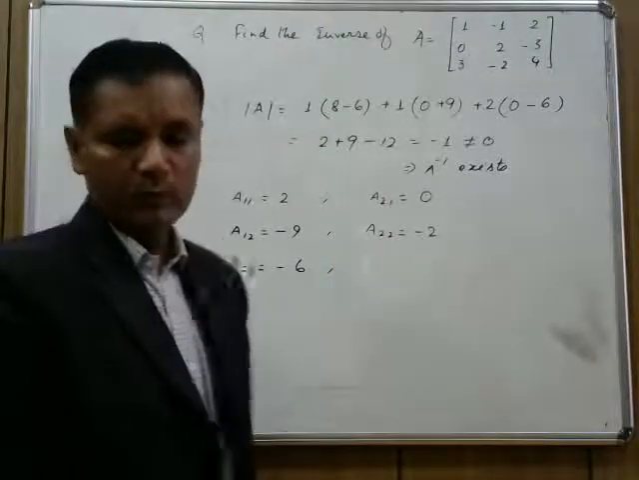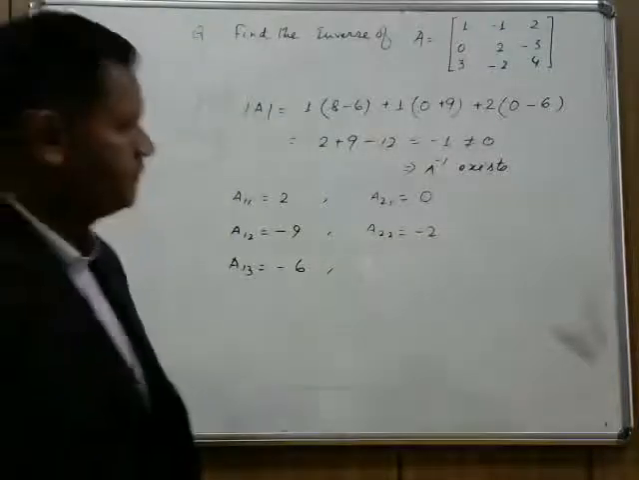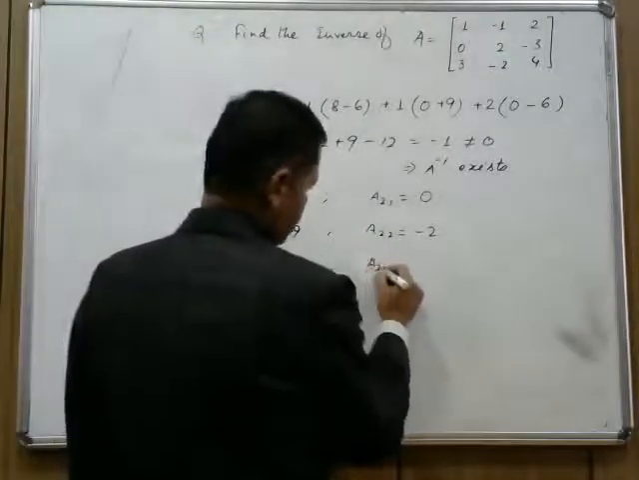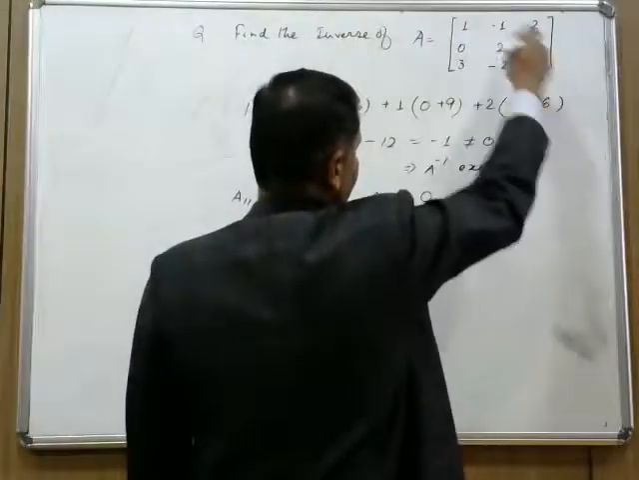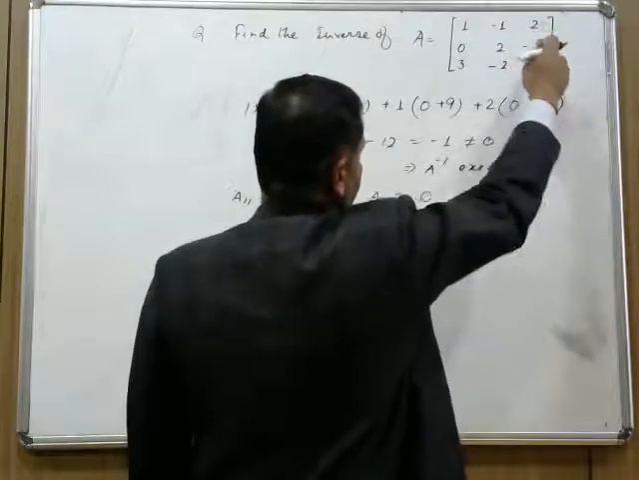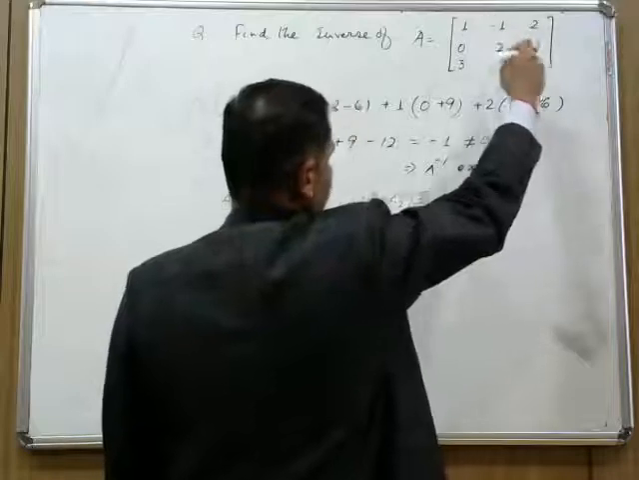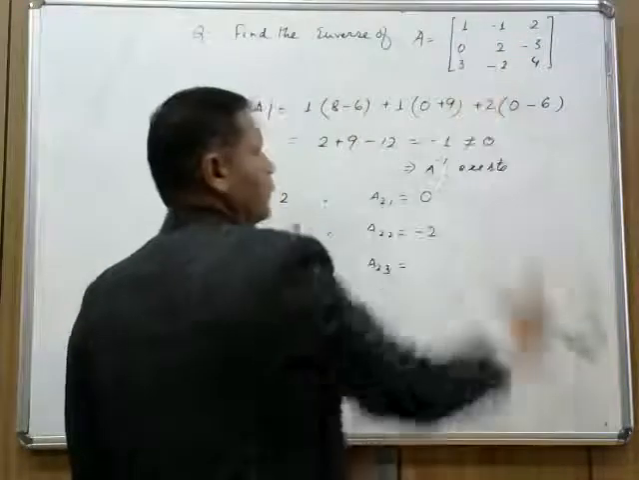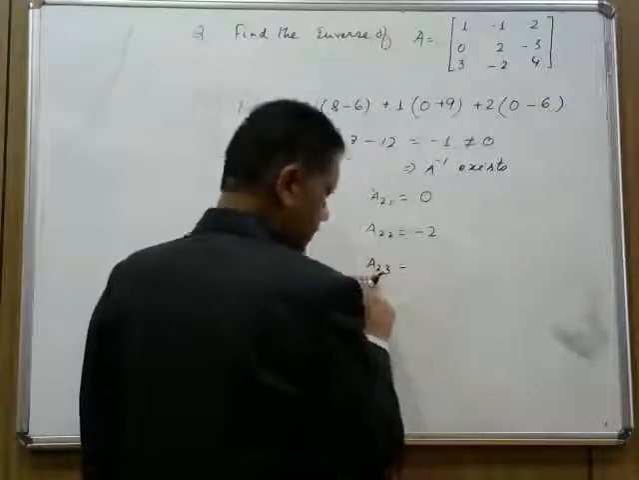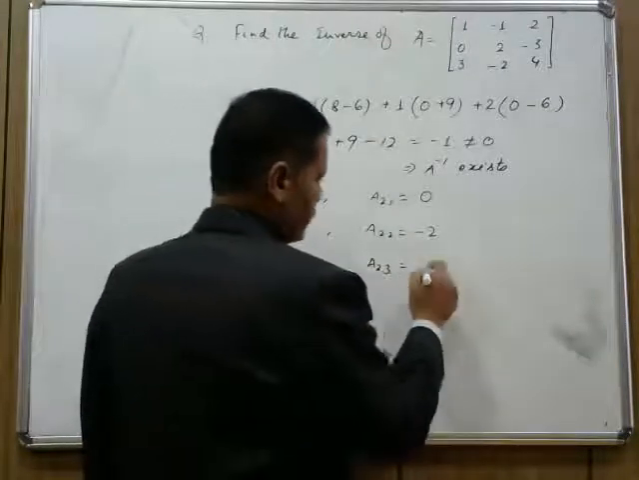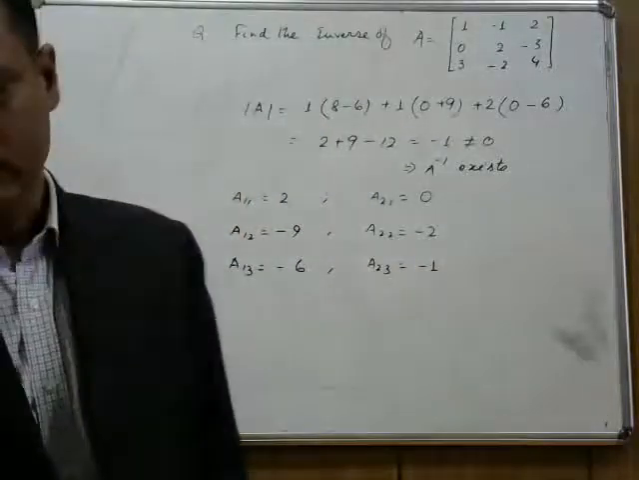So A22 will be minus 2, and A23, I am finding out. This row, this column gone. Minus 2 and plus 3 is 1, and here 2 plus 3 is 5, so the sign will change. A23 will be minus 1. This you have got. A23 is minus 1.